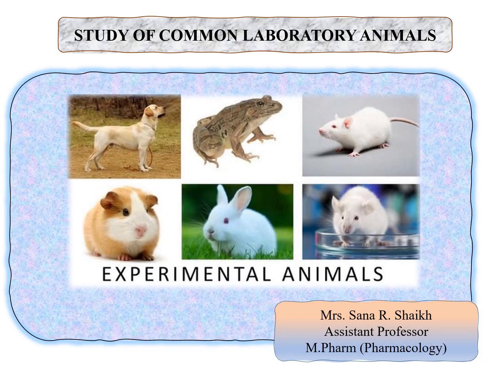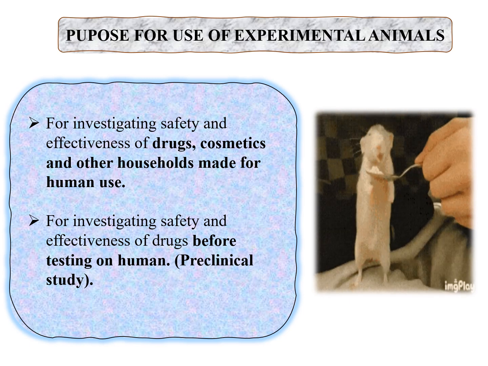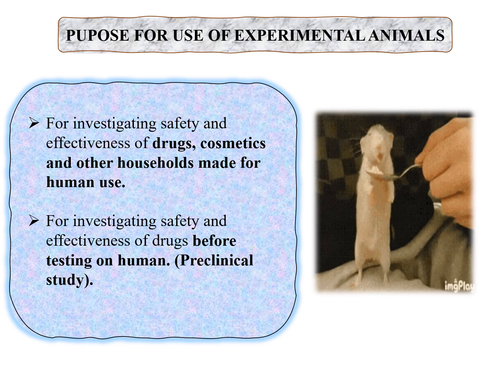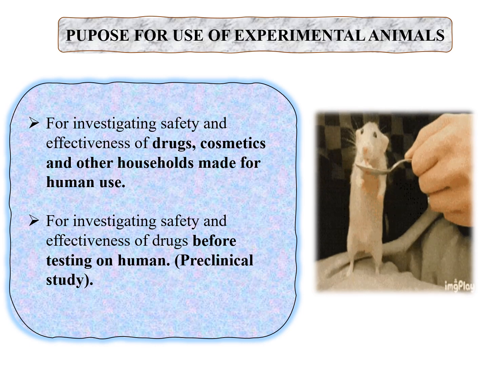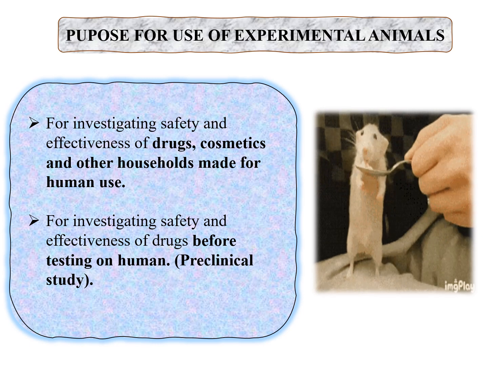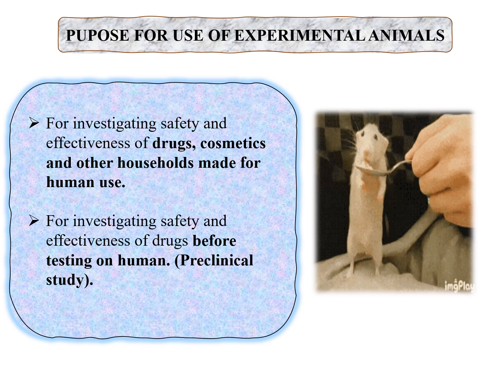Hello everyone. Today we will study about commonly used laboratory animals in experimental pharmacology. Let's start with the purpose for the use of experimental animals. So the experimental animals are very important in case of pharmacological study, and they are generally used for investigating safety and effectiveness of drugs, cosmetics and other households made for human use.